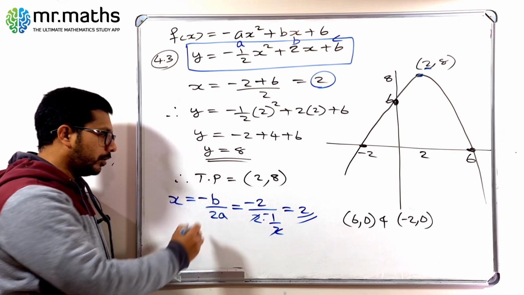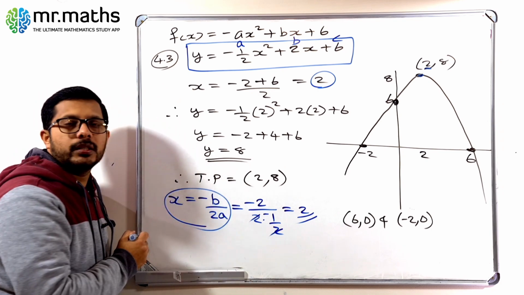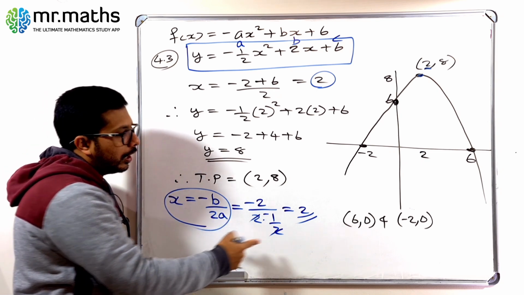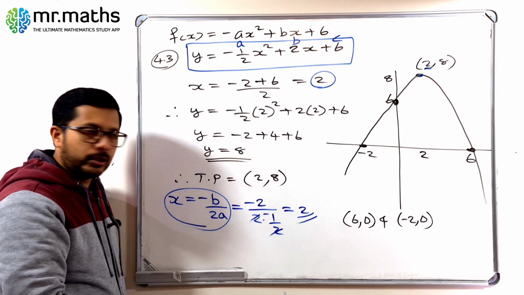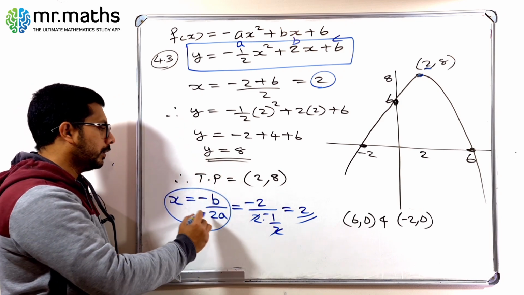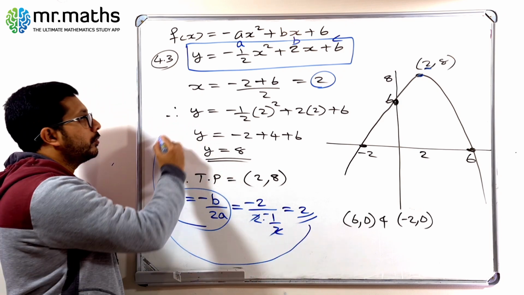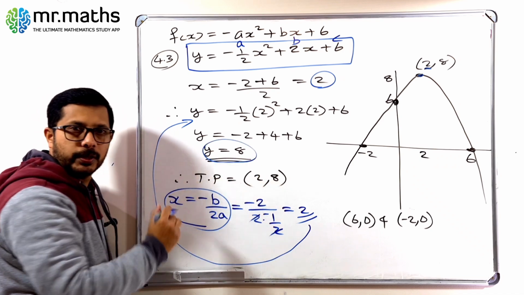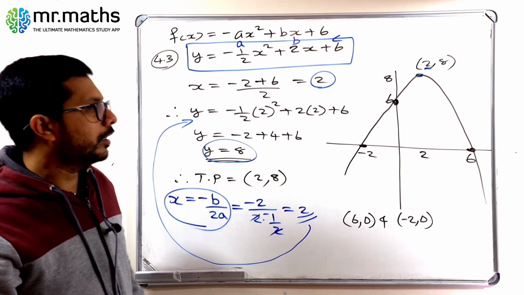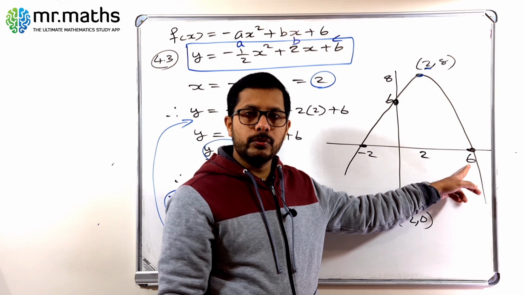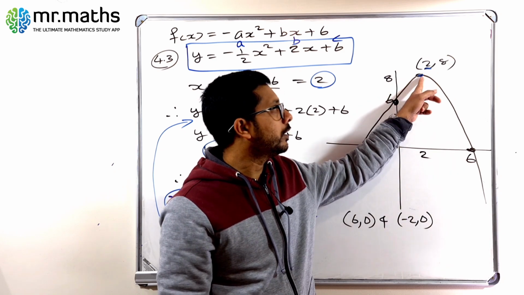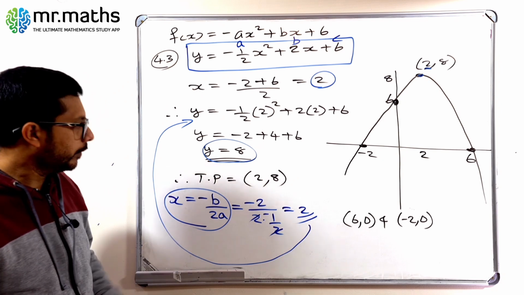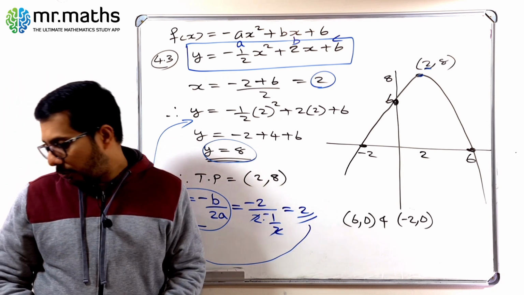So you can apply this formula also to find the x value of the turning point. Here also, after you find the x value of the turning point, you have to substitute it in the original equation. Then you will get the y value. So with both methods, we can find it: either minus 2 plus 6 divided by 2, 4 by 2, 2, that is the x value, then substitute, or use this formula method. Anyway, that is for question number 4.3.